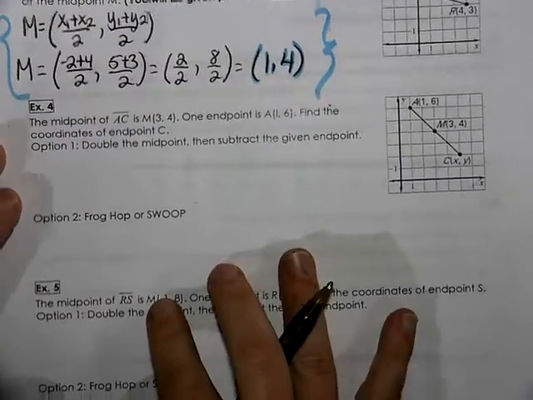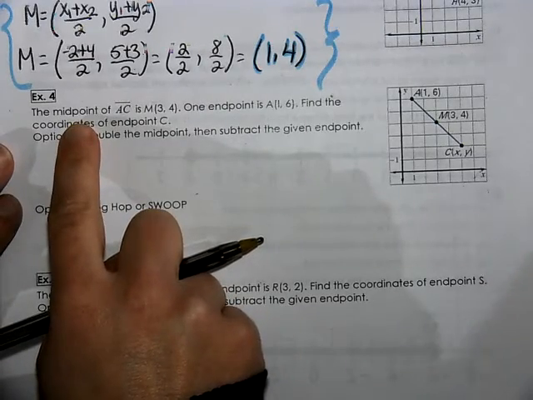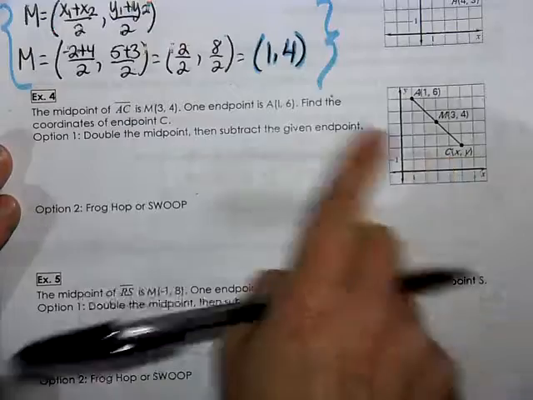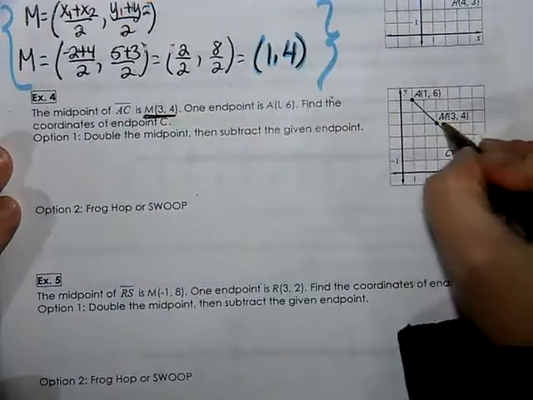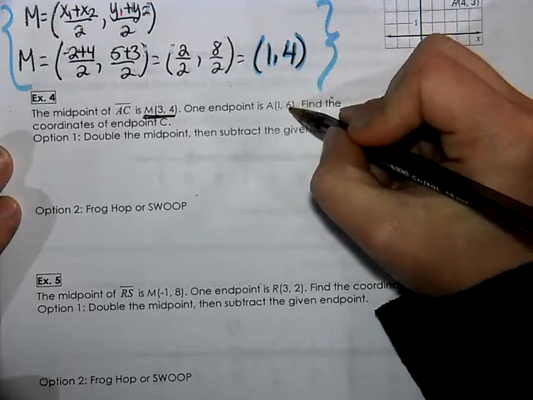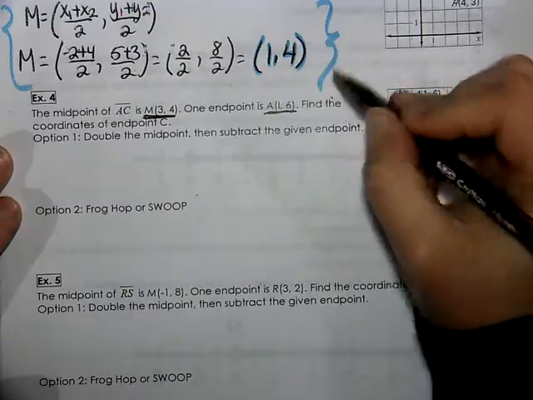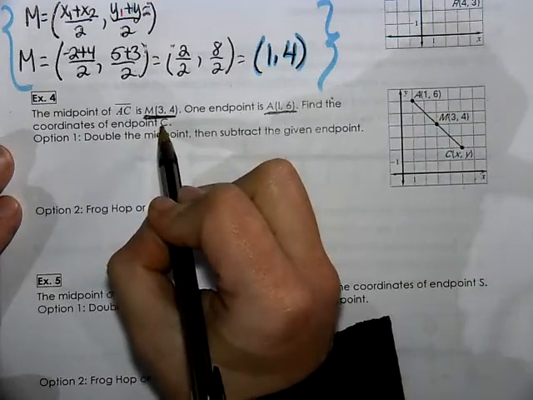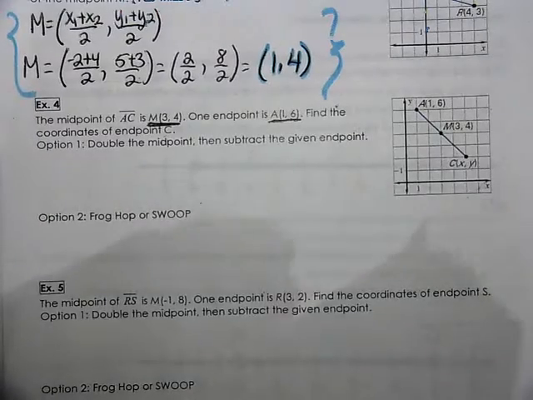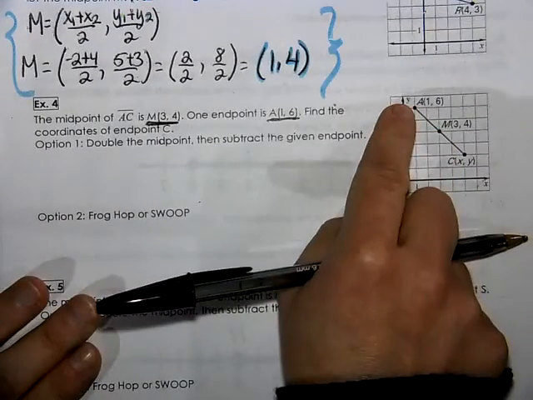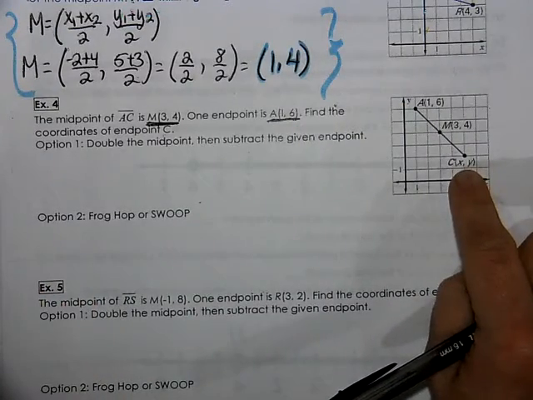All right, looking at example number 4, we are told that the midpoint of segment AC is 3, 4. So this time around, I already know what the midpoint is. One of the endpoints is located at 1, 6. Find the coordinates of the other endpoint, C. So this time around, I already know my midpoint and one other point. So now what we need to do is find the last endpoint.